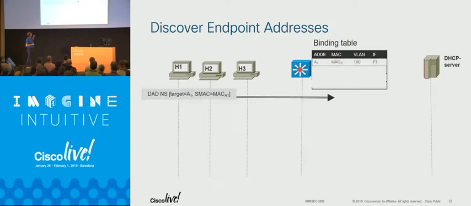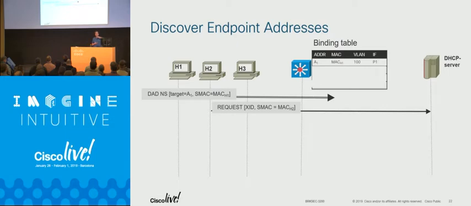The easiest way is when H1 is doing that, because it's basically sending its neighbor solicitation from an unspecified source address. We intercept all those neighbor solicitations, and we build the address here. First come, first served. It's pretty much like a CAM table in a switch. The first one to try to get this address will get it. It goes in the table.